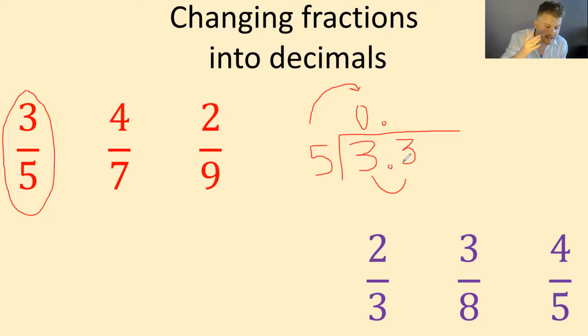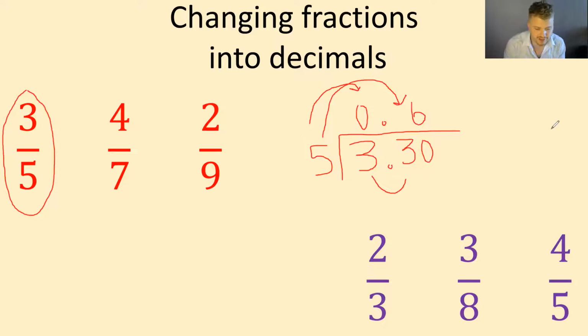But this time, now that it's past the decimal point, I'm going to add a placeholder. So my question has now become, how many 5s go into 30? 5, 10, 15, 20, 25, 30, 6. And there are no remainders, so we can stop.